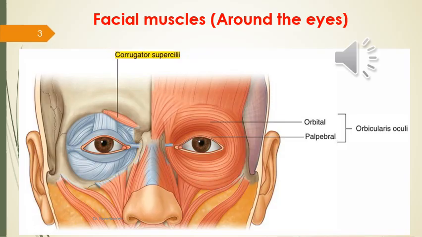The muscles around the eye include two muscles: the corrugator supercilii, or we can say this muscle is a wrinkler of eyebrow. Okay, and another muscle is orbicularis oculi. The orbicularis oculi is a circular muscle of the eye, has two or three parts. In this picture you can see both muscles.